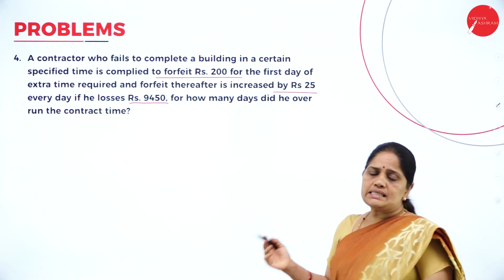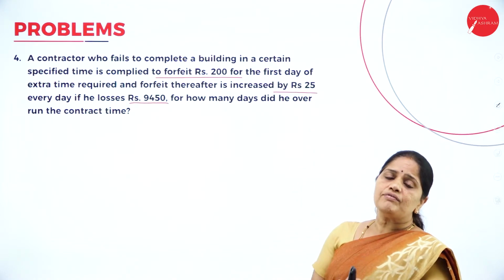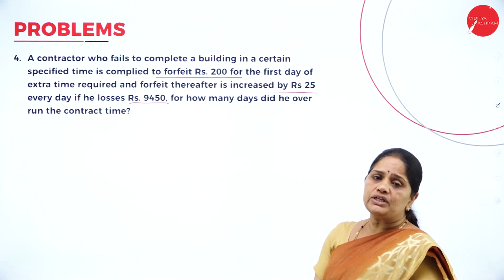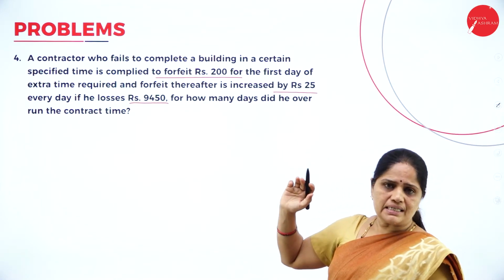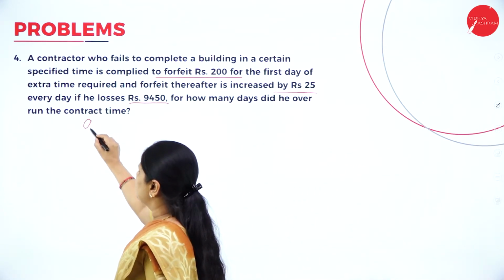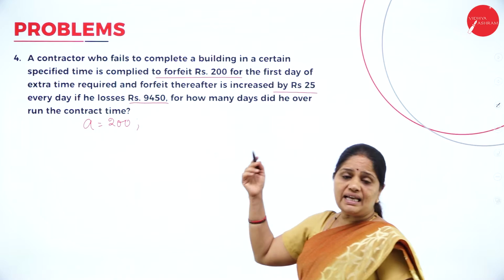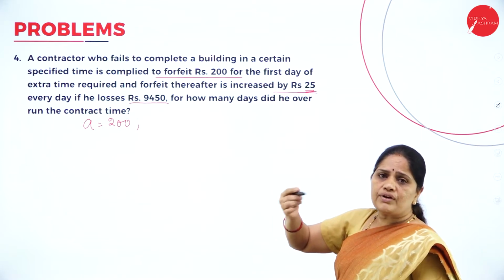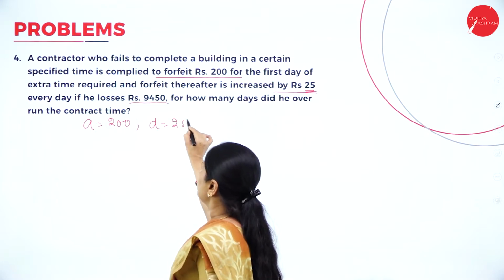So see, this is a problem based on business application. So the contractor is being forfeited his money. So they are not paying the contract money because he has failed to complete the contract on time. So what will be the first forfeiture? That is 200 rupees. So first A, here we have to identify A equals 200. Then after that, for every day of taking extra time, his 25 rupees will be forfeited from his contract money. So I write D equals 25.